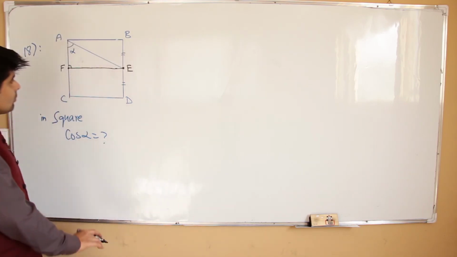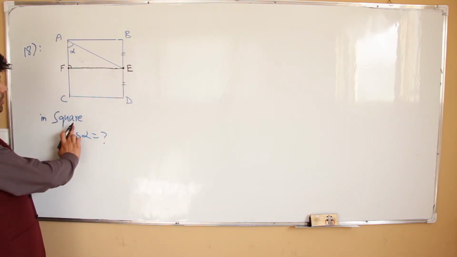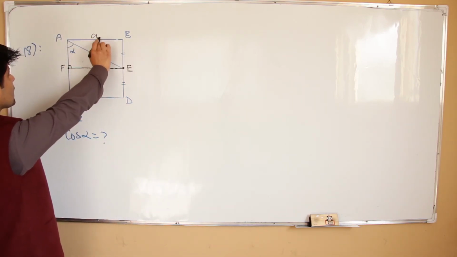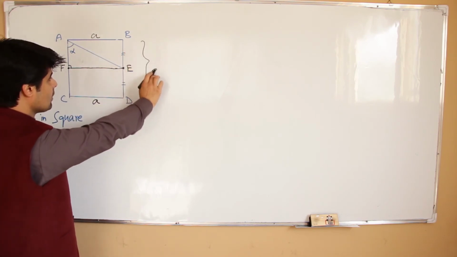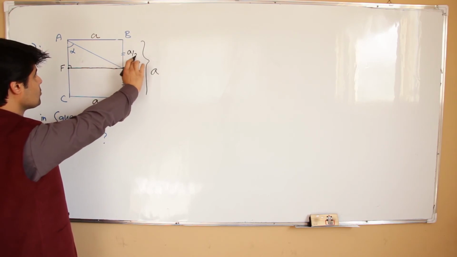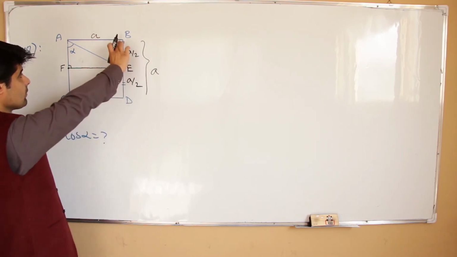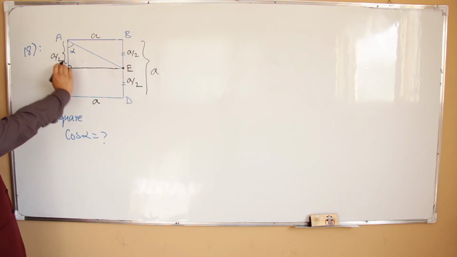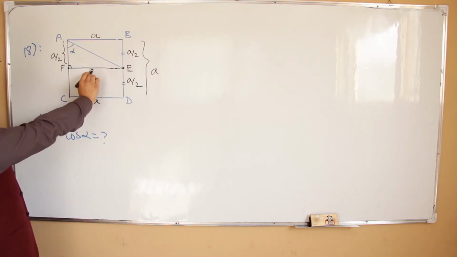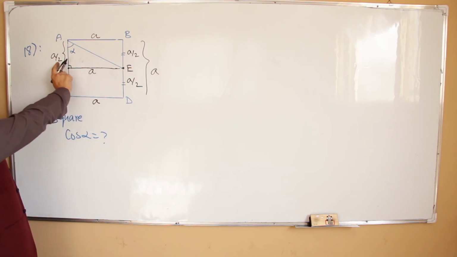But one thing we know, that in a square all sides are equal. If this one is A, this one is also A, this side is A, but this side is A by 2 and this one is A by 2. If this one is A by 2, this is also A by 2, and this side with this side, they are equal. If this one is A, this one is A by 2.